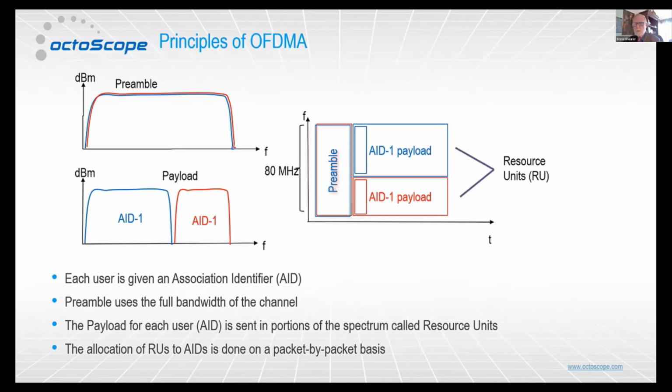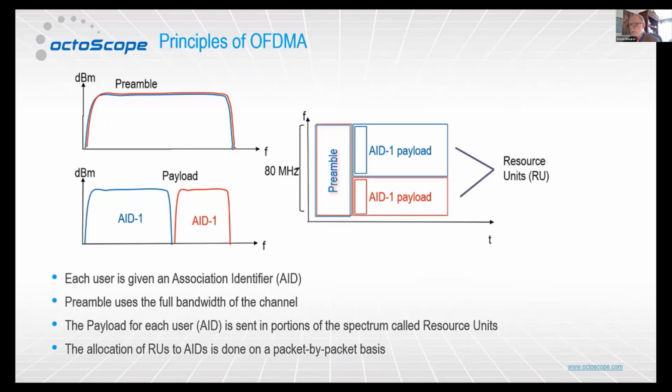Basic principles of OFDMA. Each user is given an association identifier. There's the usual preamble, which we see as a standard part of Wi-Fi. It uses the full bandwidth of the channel.